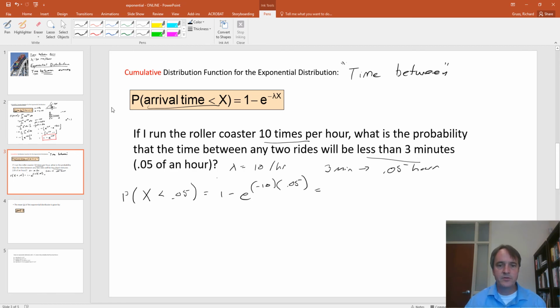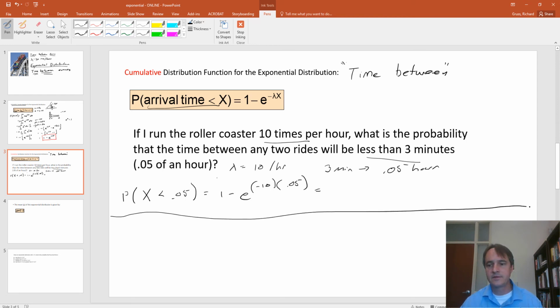All right, let's just think a second here. If I were to ask, if I run the roller coaster 10 times per hour, what would be the average time between rides? Now notice that the output of the CDF here is going to give you the probability of a time. What's going to be the average time between those rides?